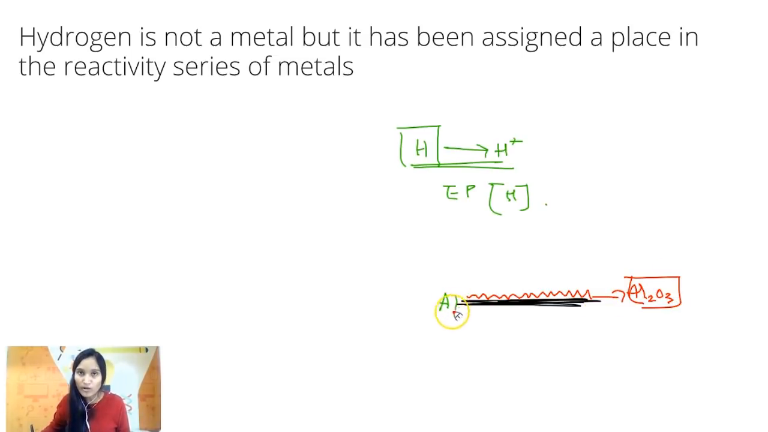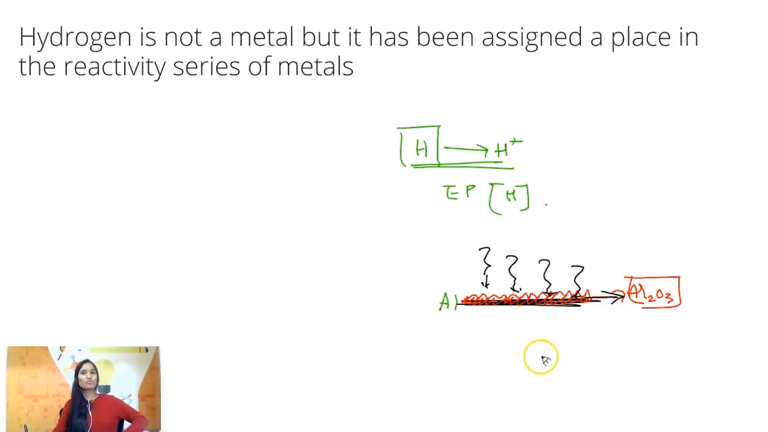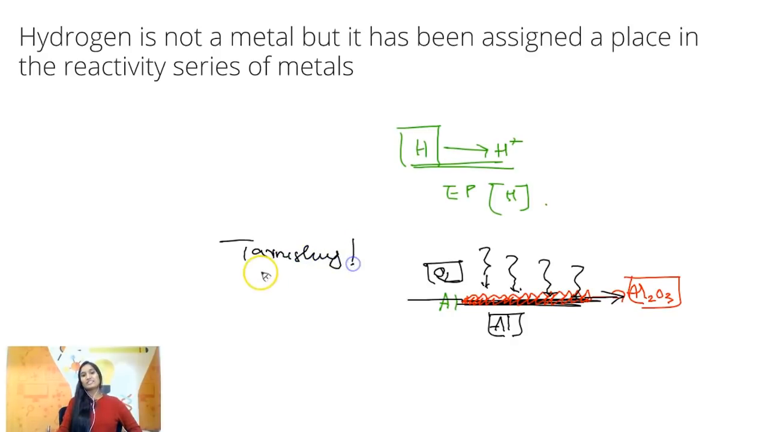Once they form aluminium oxide, they just block the surface, as in they don't let any more oxygen penetrate into the aluminium particles anymore. So the aluminium oxide layer, which is formed over here, is acting as a barrier between aluminium and atmospheric oxygen. Thus it will not let any further oxidation of aluminium happen. And we call this process tarnishing.